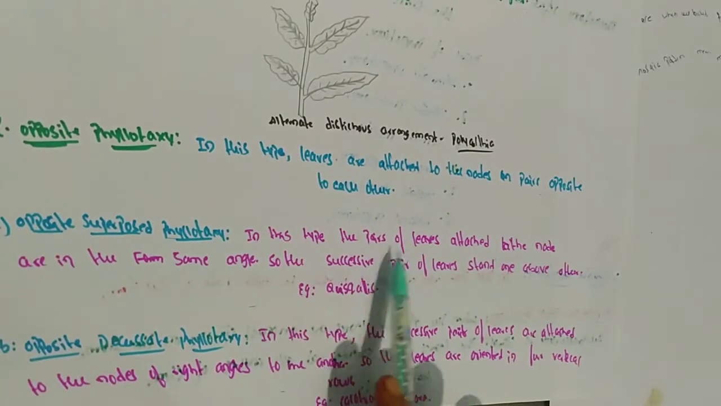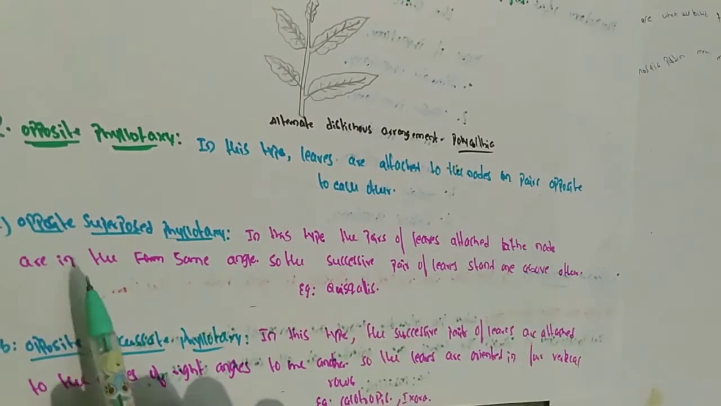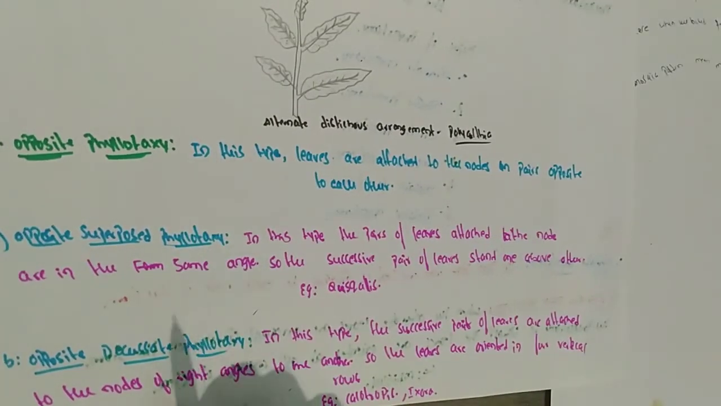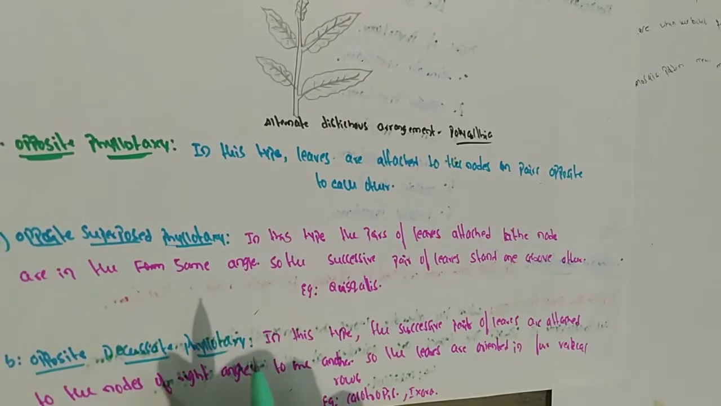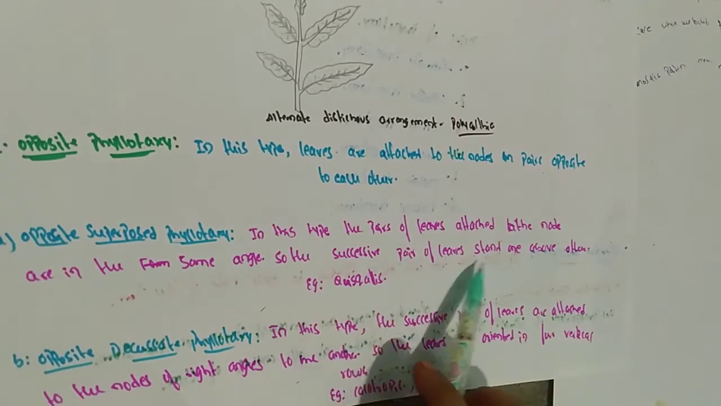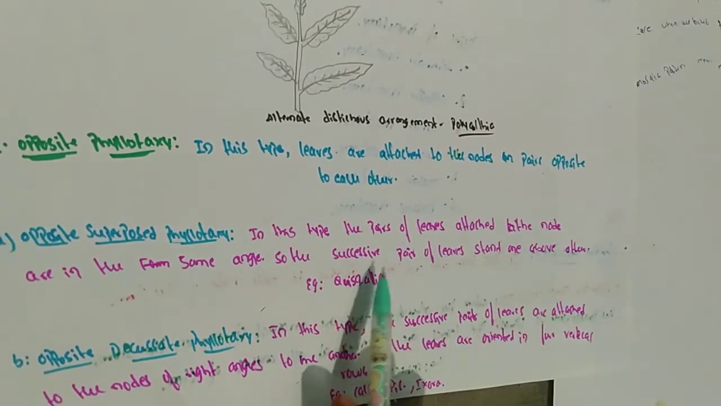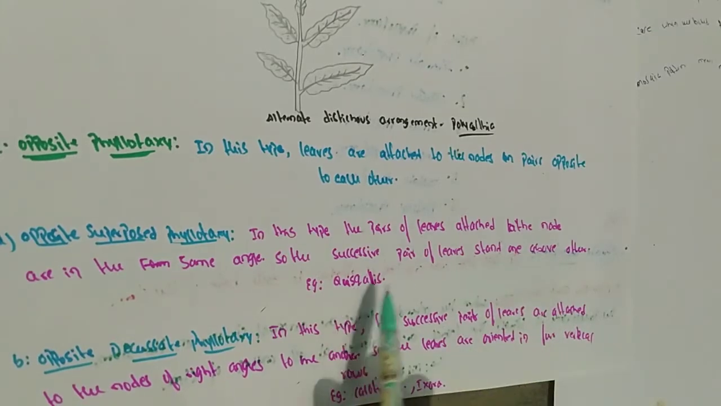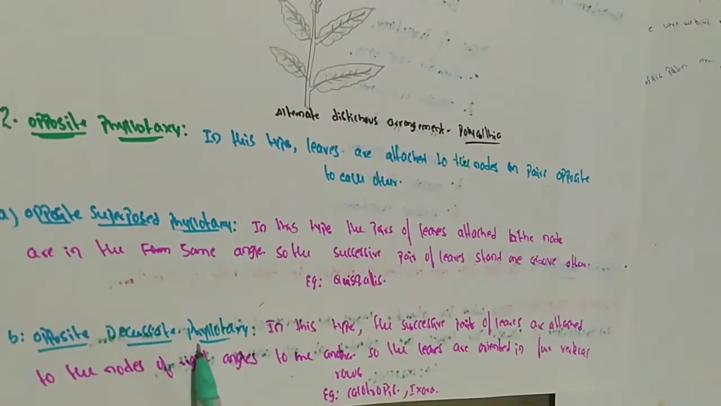In this type, the pair of leaves is attached to the node at the same angle, in an opposite manner. Successive pairs of leaves stand one above the other. So here, one after another, the leaves stand one above the other. Example, Quisqualis.